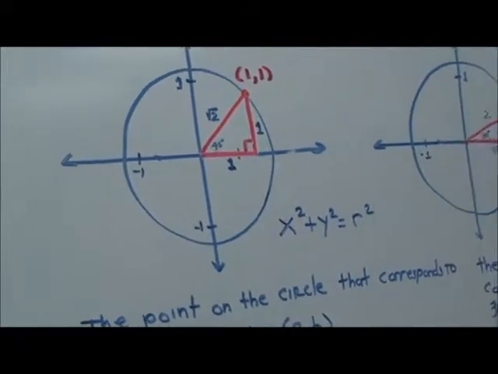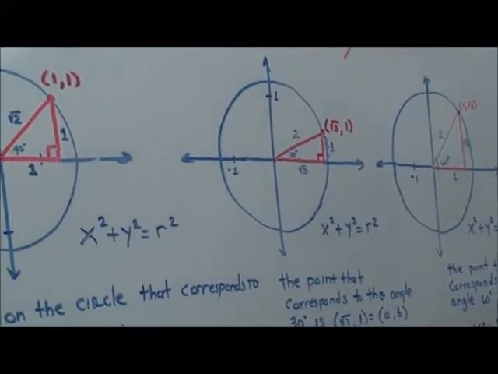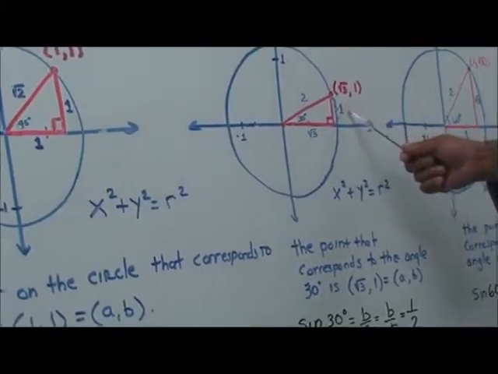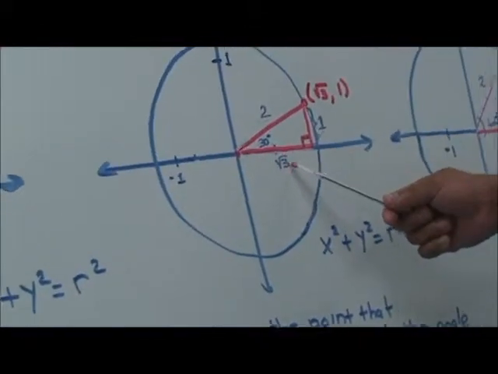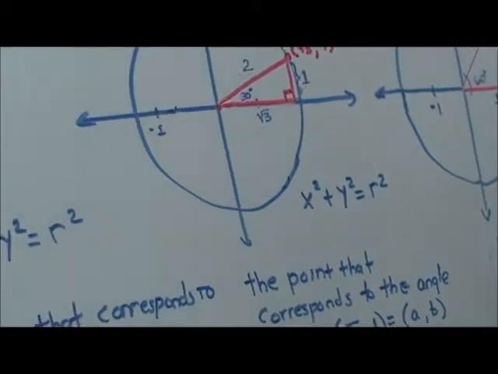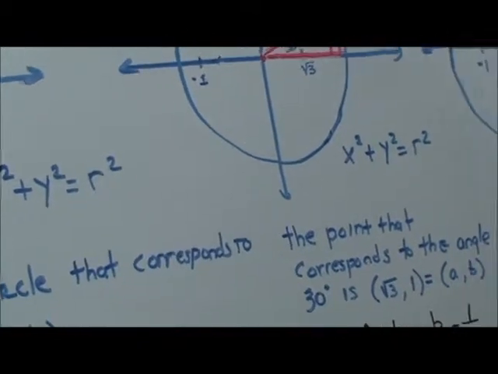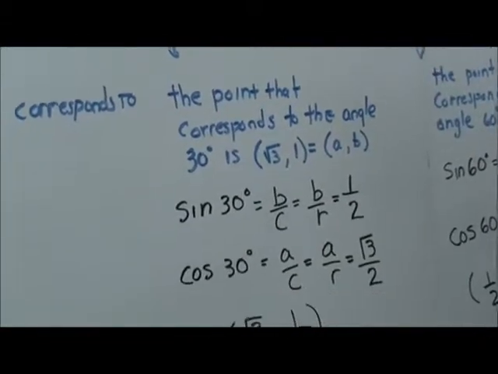So let's go to the angle here. The angle 30 degrees, of course, we have the opposite side being 1, and then the adjacent side here is going to be the square root of 3. Now, the point that corresponds to the angle, just like the other one we did previously, for 30 degrees is the square root of 3 and, of course, 1.